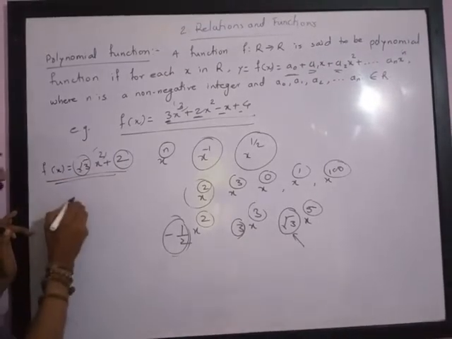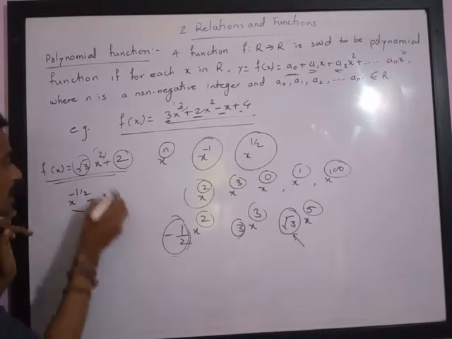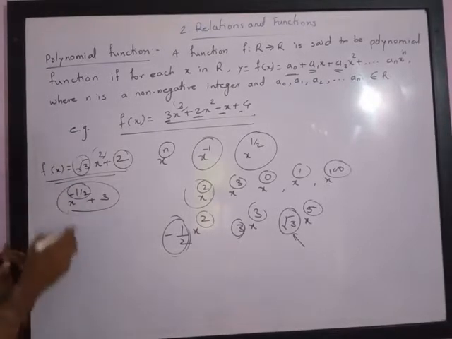Please note, if it is x raised to minus half plus 3, it is not called a polynomial function. The reason is the power of the variable is a fraction as well as negative.